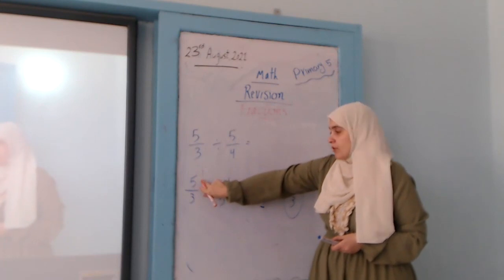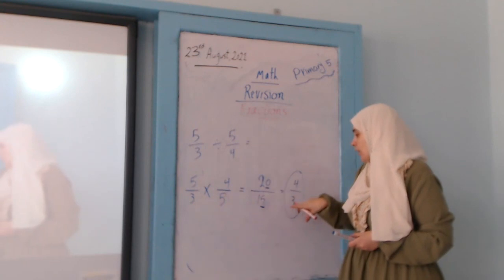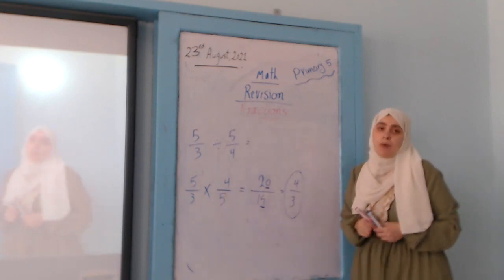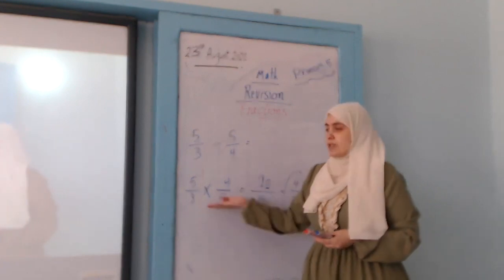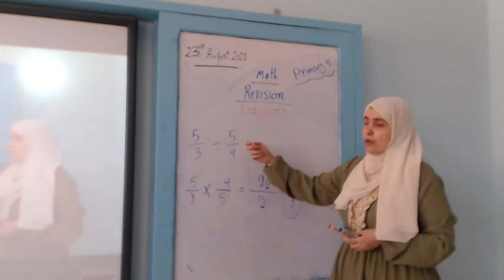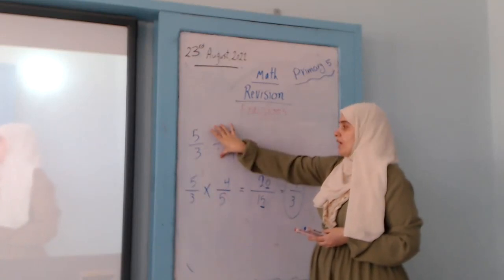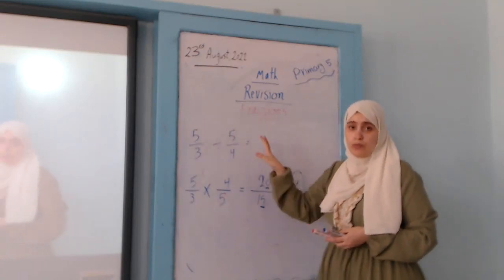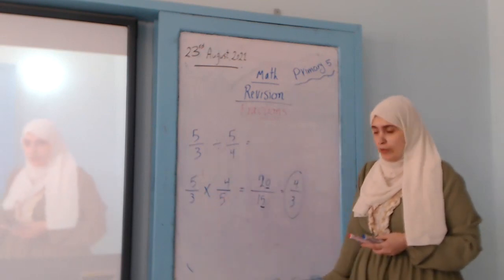So here are the new numbers. I have 1 multiplied by 4 equals 4, 3 multiplied by 1 equals 3. I get my answer. You can practice more on simplifying when you multiply or divide. Don't forget that if I have a division between two fractions, I must convert this division to a multiplication operation, okay?